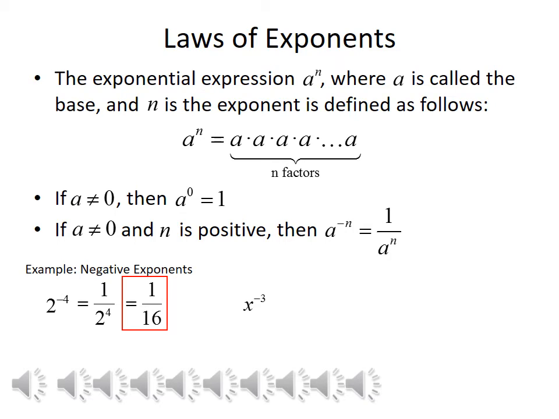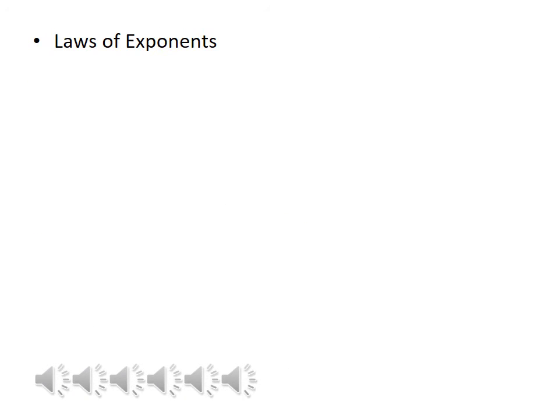Now let's look at x to the negative 3 power. Again, since the exponent is negative, we can rewrite it by moving the exponential problem down into the denominator, so x to the minus 3 can be rewritten as 1 over x to the third. Here are a few laws of exponents which we're going to use throughout this course.